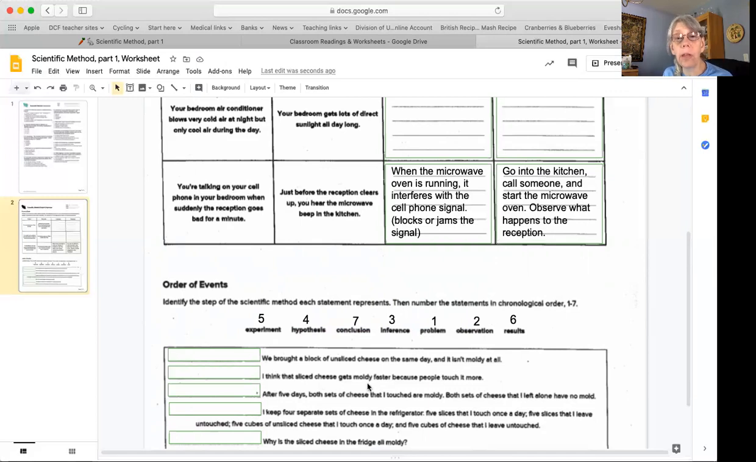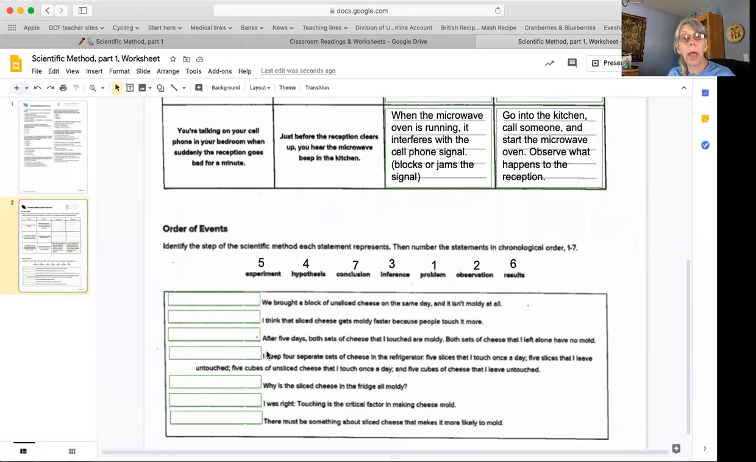I think that sliced cheese gets moldy faster because people touch it more. Is that a problem? I don't think so. I think. Which one of these words refers to thinking? Inference, right? All right, so that may be the inference. After 5 days, both sets of cheese that I touched are moldy. Both sets of cheese that I left alone have no mold. Sound like our problem? No.